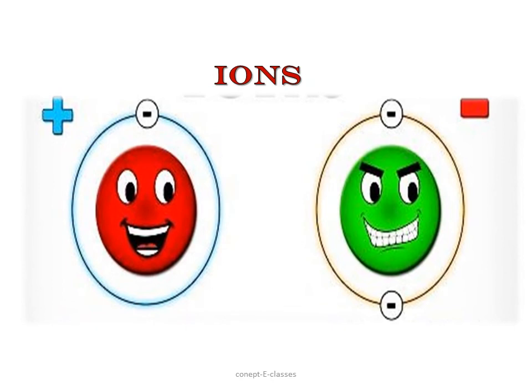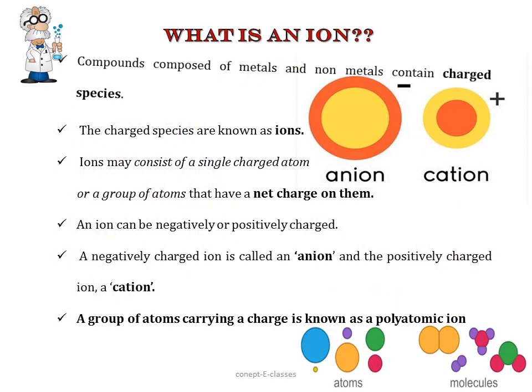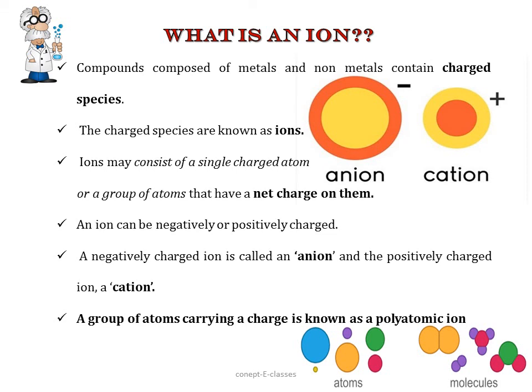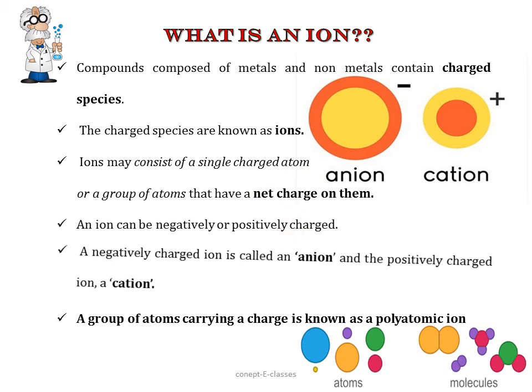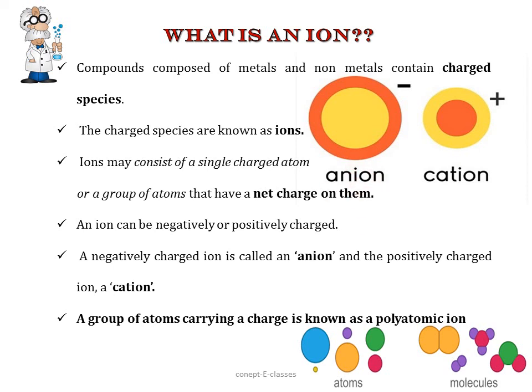Now let's see about ions. Compounds composed of metals and nonmetals contain charged species. They contain atoms which have a charge. These charged species are known as ions. Ions may consist of a single charged atom or a group of atoms that have a net charge on them. In simple words, an electrically charged atom or group of atoms is called an ion. Ions can be either negatively charged or positively charged. A negatively charged ion is called an anion and a positively charged ion is called a cation.